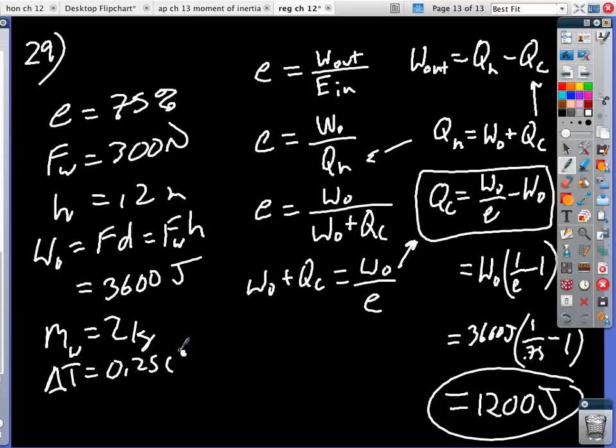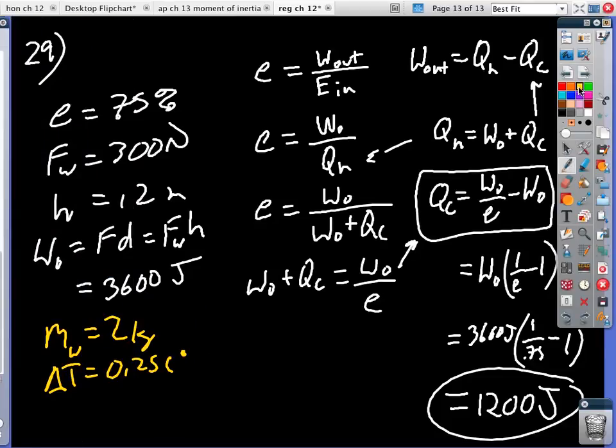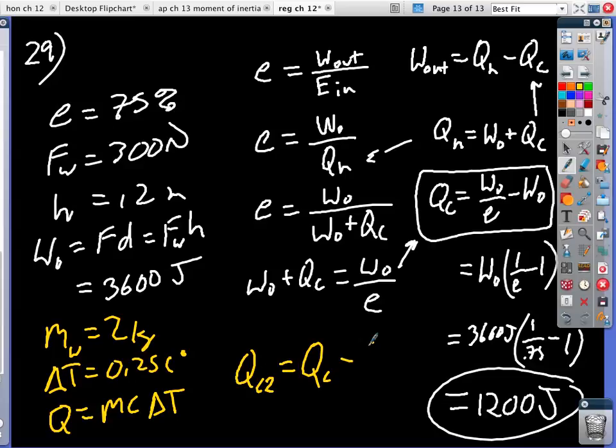So all we have to do is find out how much of that heat stayed in the block of the metal thing. So that's just going to be Q is equal to MC delta T. And then we will just take that and subtract it from this. Right? So what we're going to get is, we could say QC2 is going to be equal to QC minus Q.